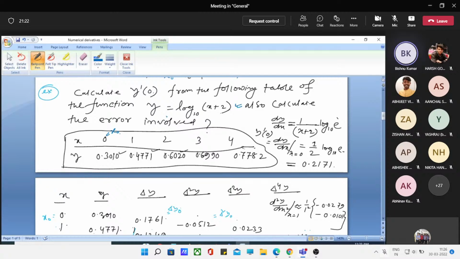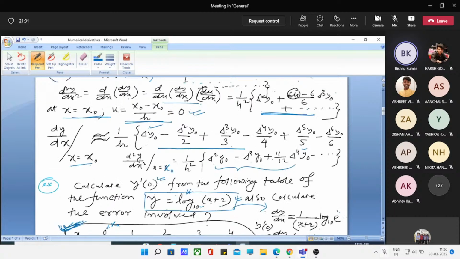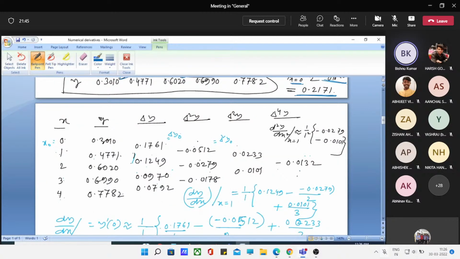So for that purpose, from these data sets you have to create the difference table, because for this simple formula you need these elements, the upper diagonal elements in the forward difference table, and you have to rearrange them in an alternating series and divide by h. So you just calculate this difference table. x is 0, 1, 2, 3 and 4, and the corresponding y values are given to you, 0.3010, like that. I am considering all these values in the y column.